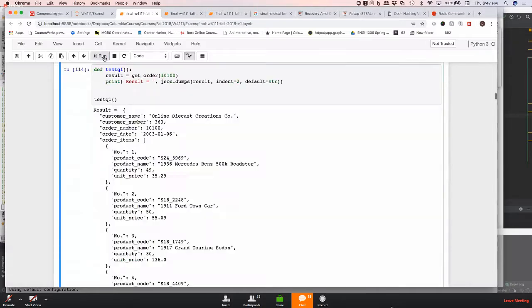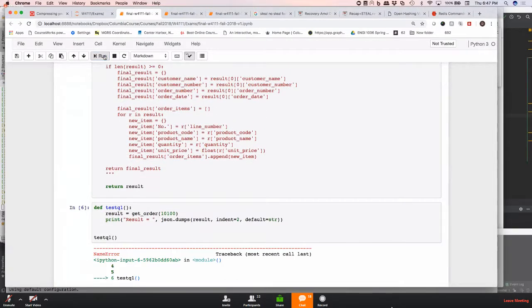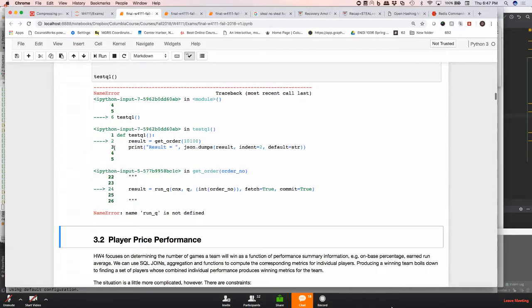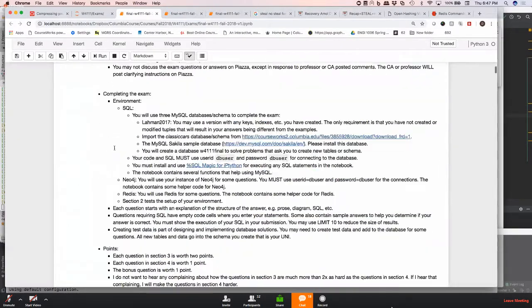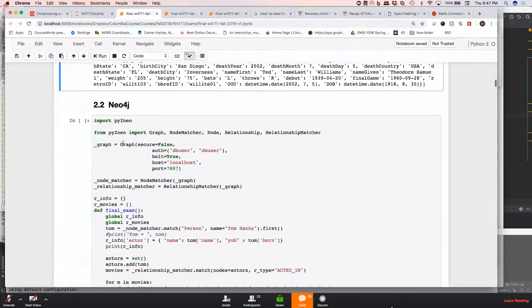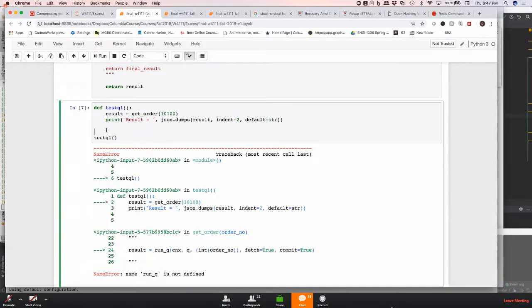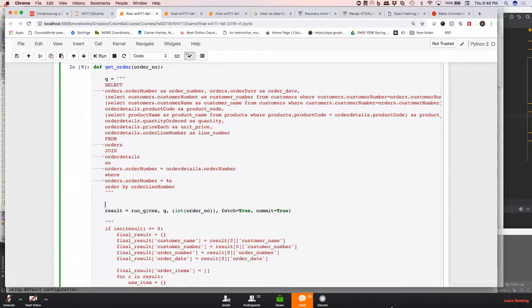So we'll go run that, and then we will go run this. Test Q. Name run Q is not defined, so you need to go way back up here and run this one. Syntax is not defined. Syntax is equal to.